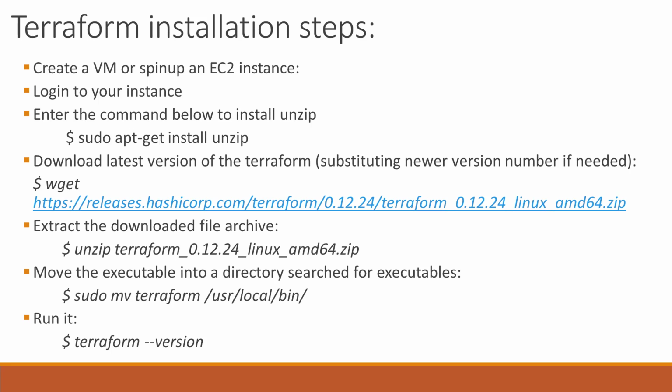So once you use wget to have it on your system, use unzip to unzip the downloaded file archive, unzip terraform, the particular version you have downloaded. Then you move it to the binary directory so that you can make reference to it. You can use it anywhere in the system.